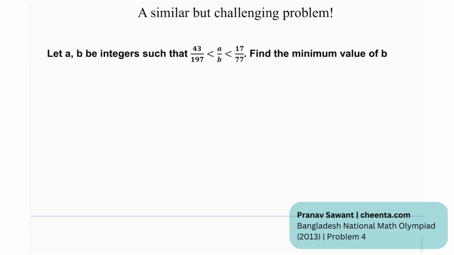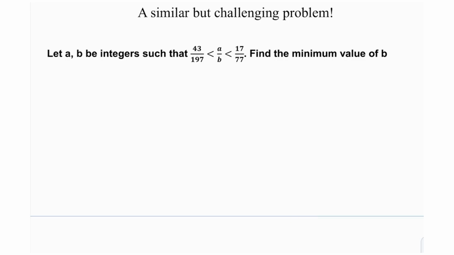Okay, so at the end we have a similar but challenging problem. It's given to us that a and b are integers such that they satisfy this given inequality, and we have to find the minimum value of b. Again, kind of a similar concept. This is, I believe, an INMO problem. And such problems we have seen occurring a lot because it's so fundamental, it's so beautiful.